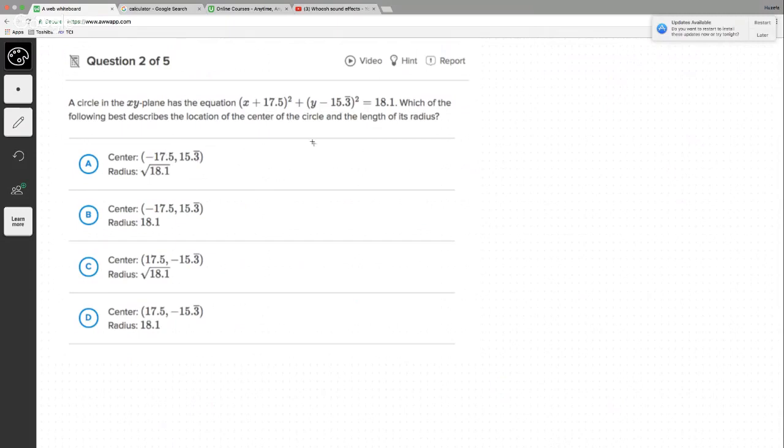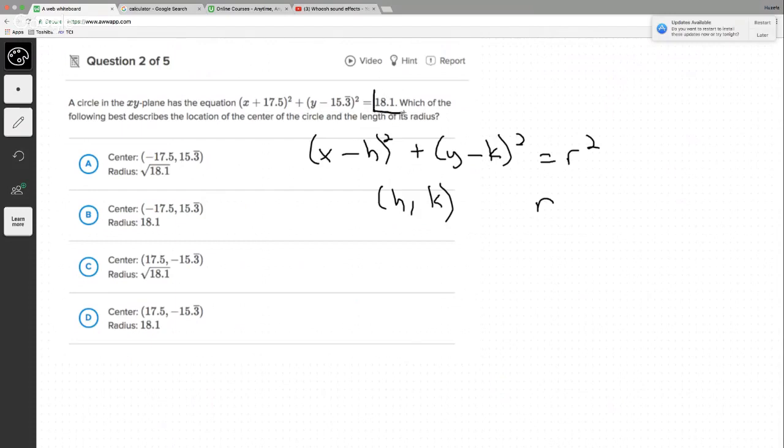Remember what I said before, the circle is x minus h squared plus y minus k squared equals r squared. So the center is going to be h, k, and the radius is just going to be r. Let's right off the bat look at this radius. This 18.1 is radius squared. Therefore, the radius is the square root of that, right? Because we need the square root of 18.1. B and D are gone because they have the incorrect radius. This is the right radius, square root of 18.1.